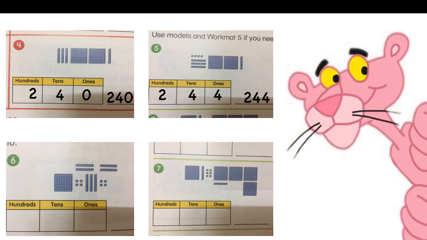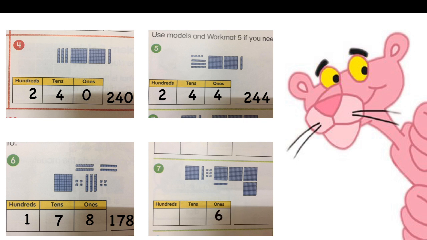Let's do number 6, please. How many ones can you count? 8. How many tens? 7. How many hundreds? 1. What's the final number? Let's read it. 178.